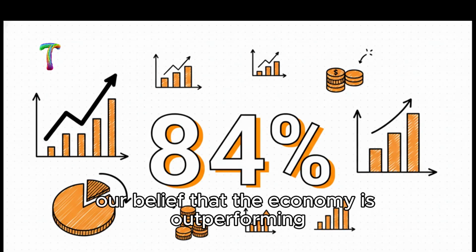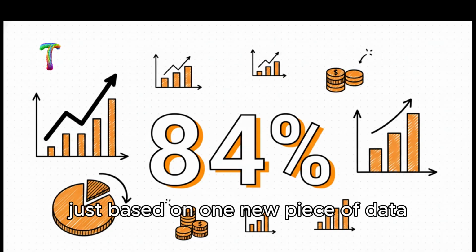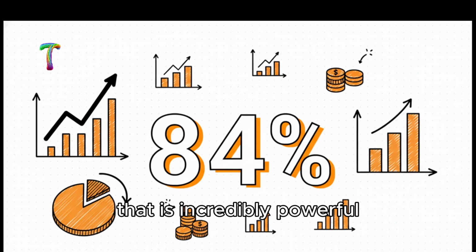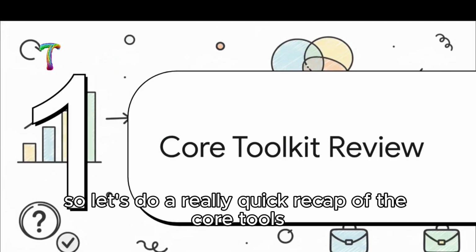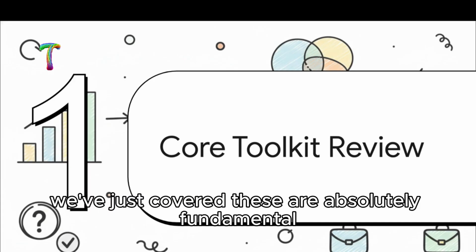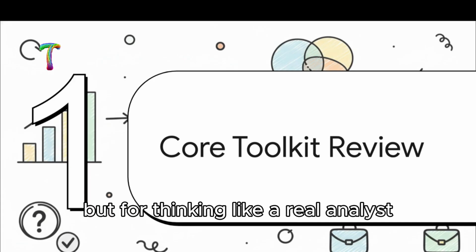Think about that. Our belief that the economy is outperforming literally jumped from 60% all the way to 84% just based on one new piece of data. That is incredibly powerful. All right, that was a lot, so let's do a really quick recap of the core tools we've just covered. These are absolutely fundamental, not just for the exam, but for thinking like a real analyst.